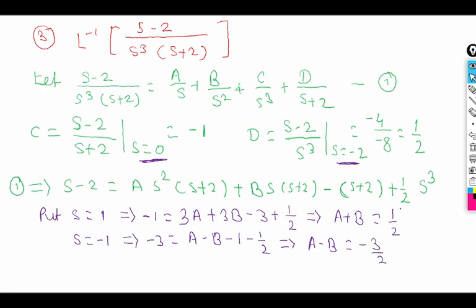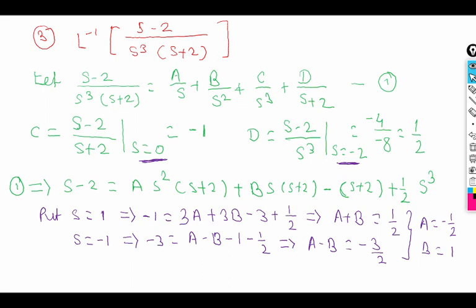Now if you add these two equations, you will observe that b gets cancelled. 2a is equal to minus 1. So a is minus 1 by 2. So these two equations together give us a as minus 1 by 2. If a is minus half, then b is 1. Now we have a and b, and c and d were already calculated. So the last step is left.